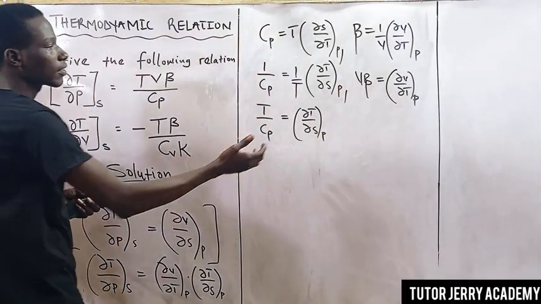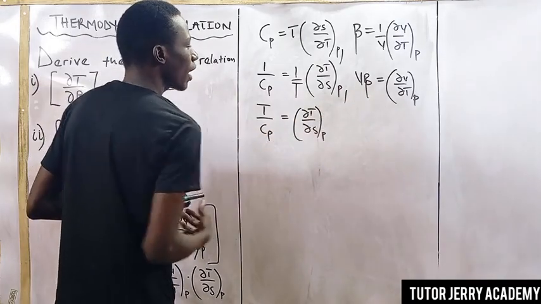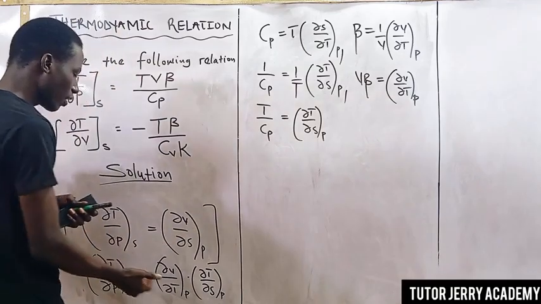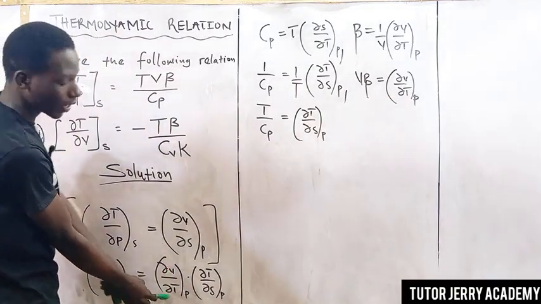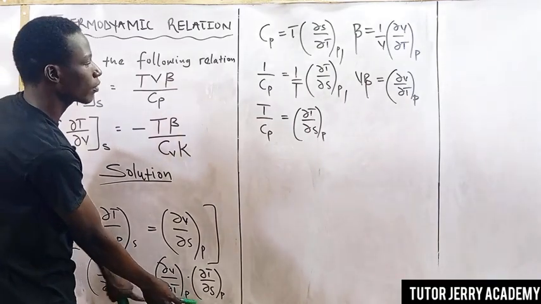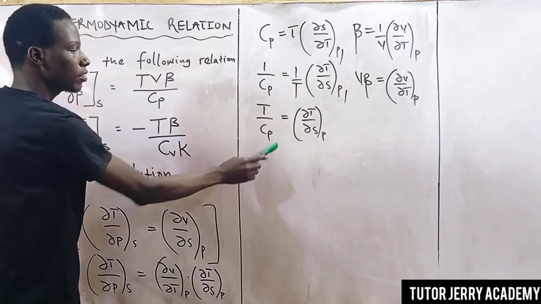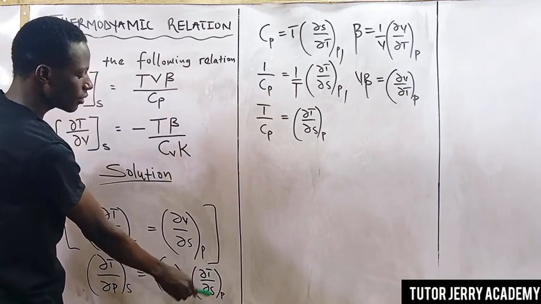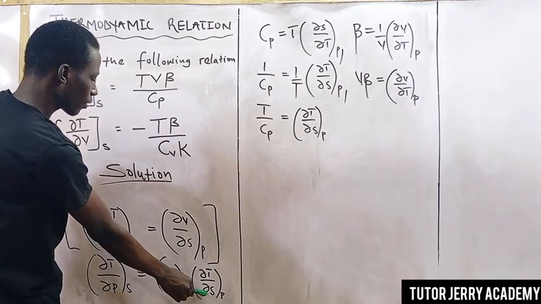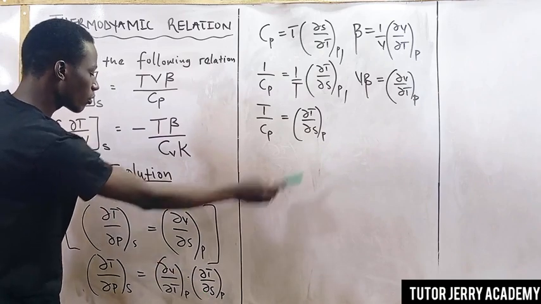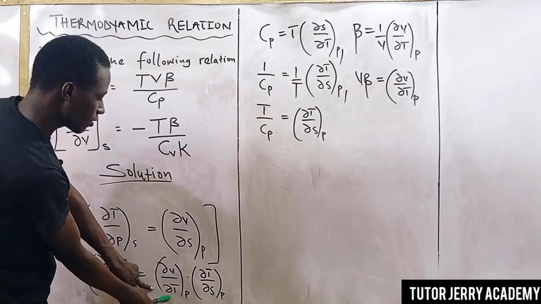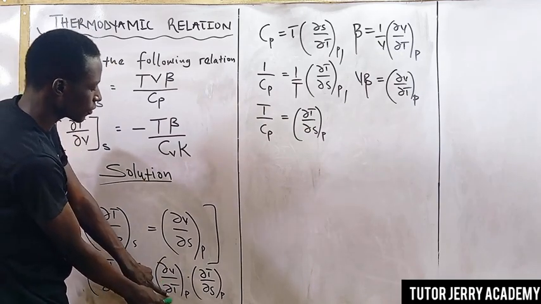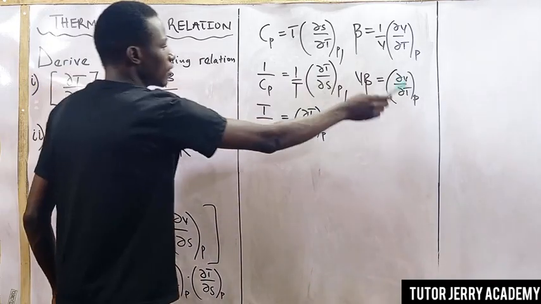Now, if you look at this equation we have here and this equation we have here, it is the same thing as what we have here. We have the partial derivative of V all over the partial derivative of T keeping P constant here, which is equal to this. We also have the partial derivative of T all over the partial derivative of S. This is equal to this, and this partial derivative of V all over the partial derivative of T keeping P constant is equal to this.